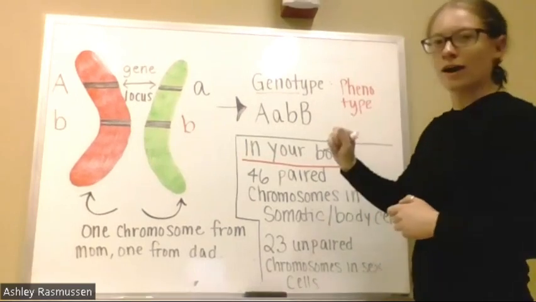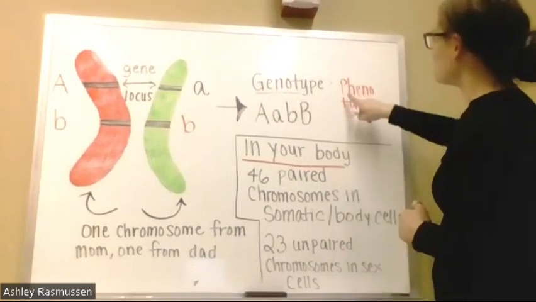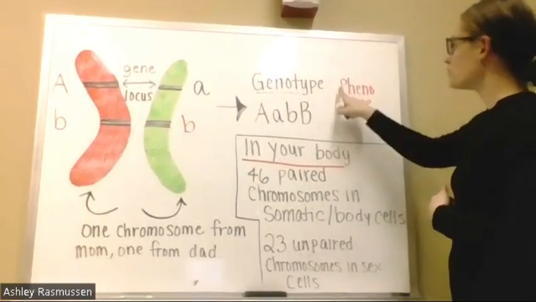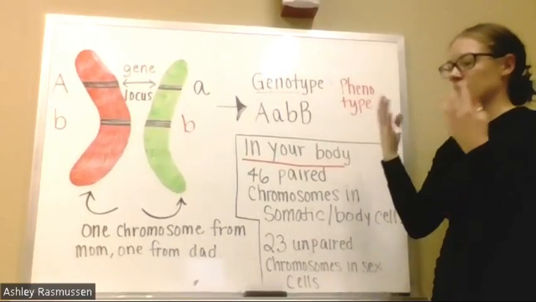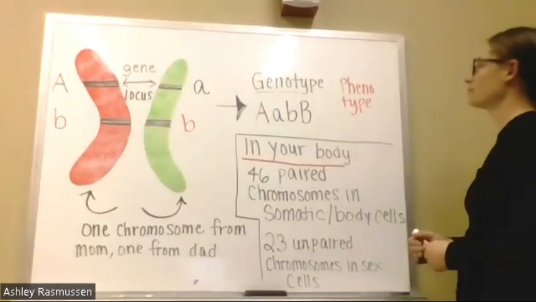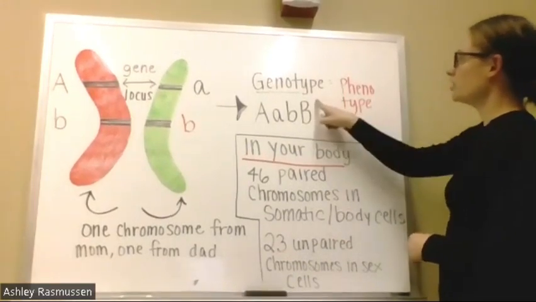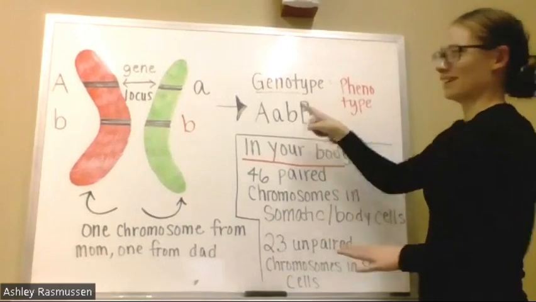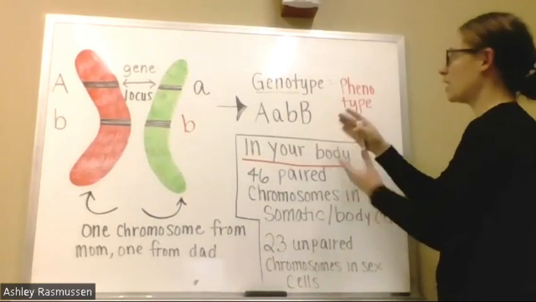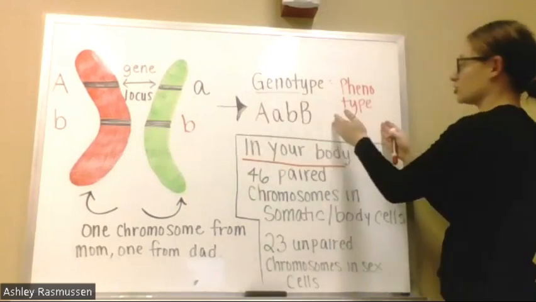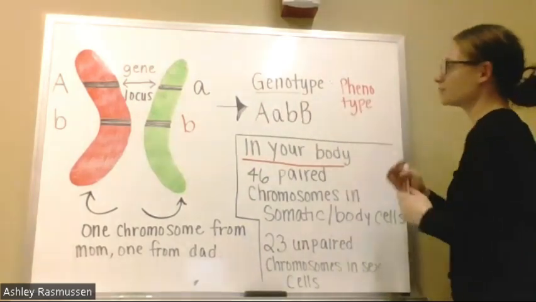Phenotype, you can think of phenotype P, like your physical appearance. Phenotype is what you actually physically see with your eyes. Phenotype is what you physically see. Genotype, it's microscopic. You're not going to be able to see it. It basically just translates the genetic material into what you actually are physically seeing in the world.